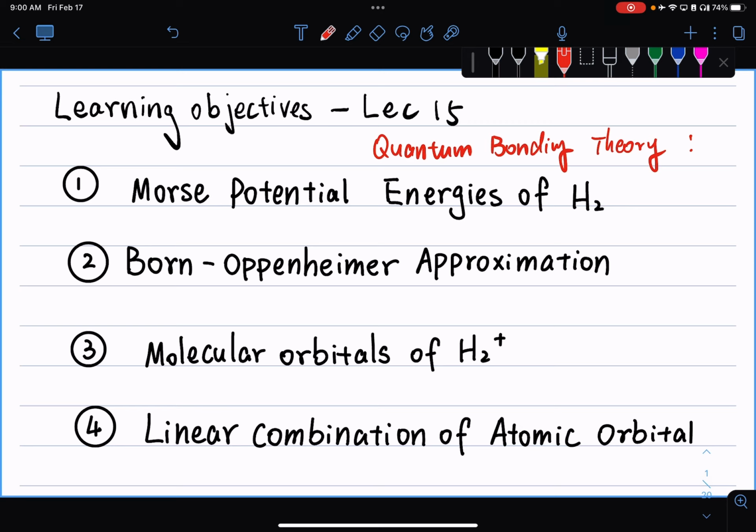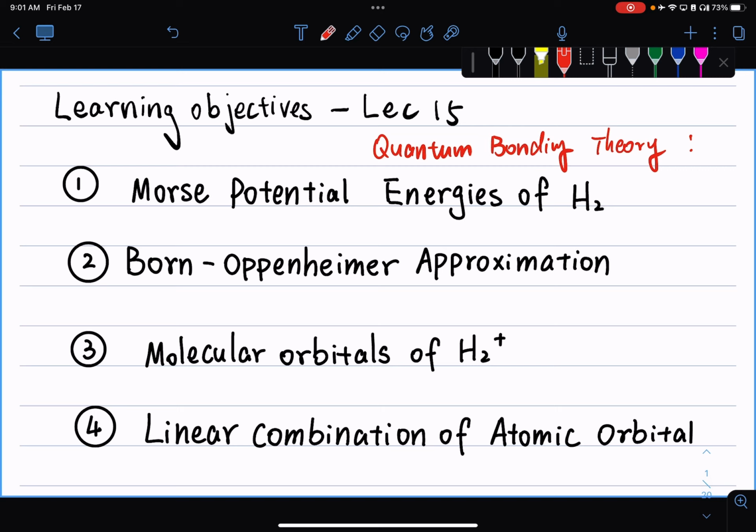We'll talk about the Morse potential energy. It's a potential energy that describes how energy changes when you have two hydrogen atoms approaching each other. Then we'll quickly introduce the Born-Oppenheimer approximation, because if you remember when we were talking about multi-electron atoms, it is impossible to solve for the exact Schrodinger equation if you have more than 2 electrons you're interested in. To make our life easier, typically we use the Born-Oppenheimer approximation when we're talking about bonding theories.